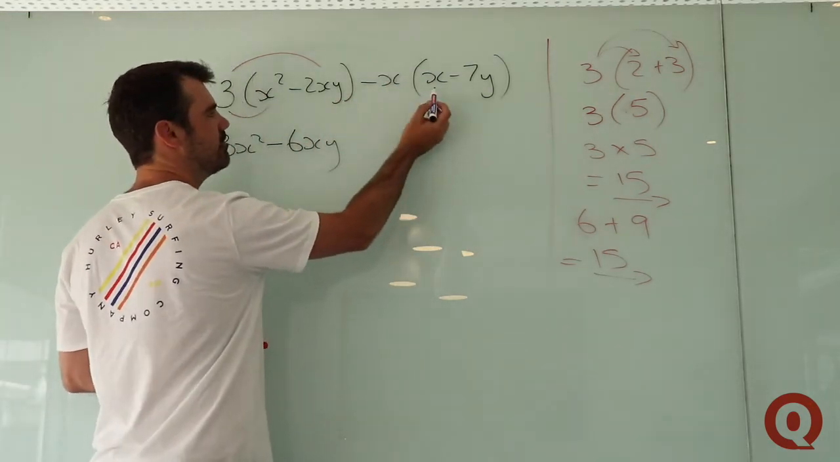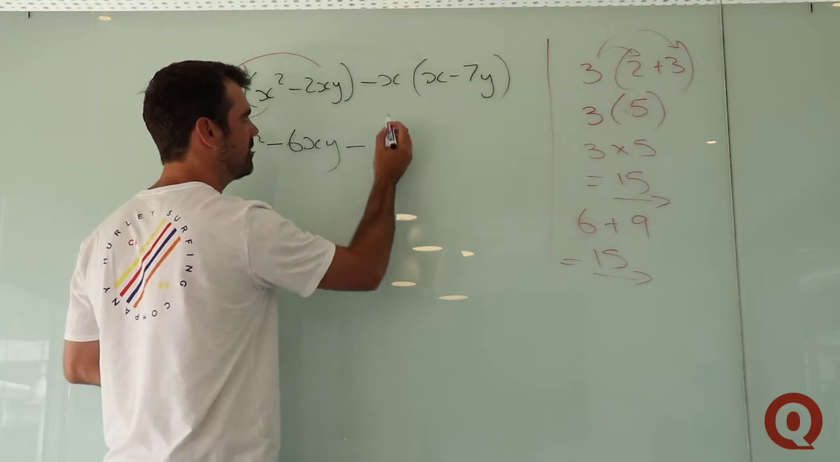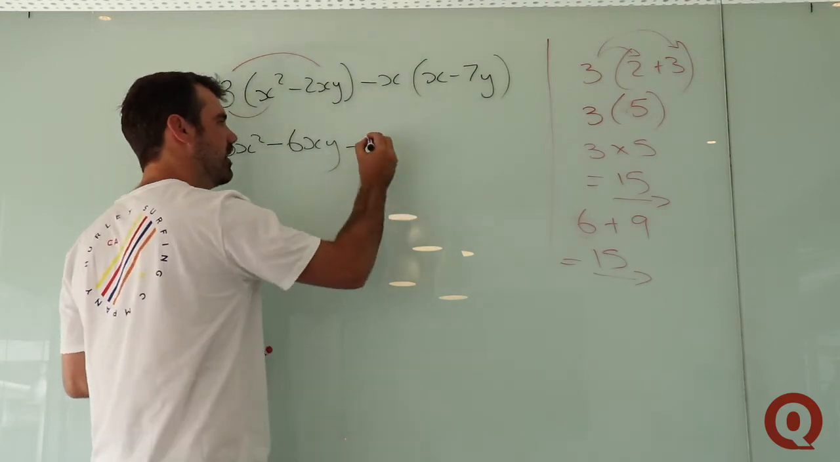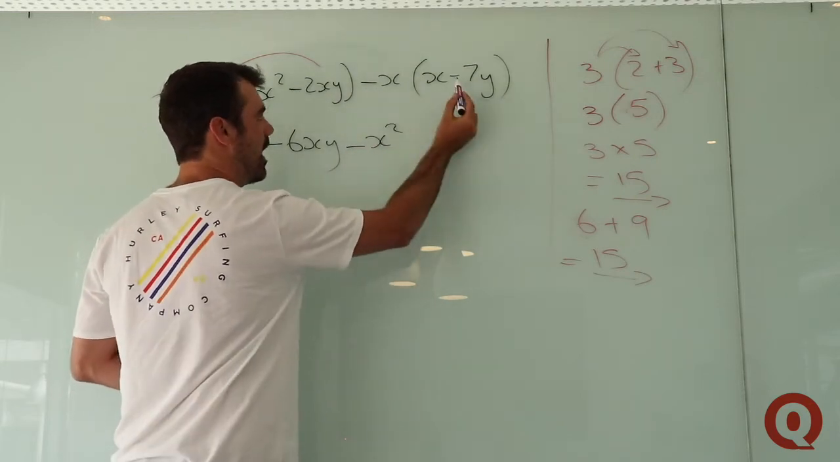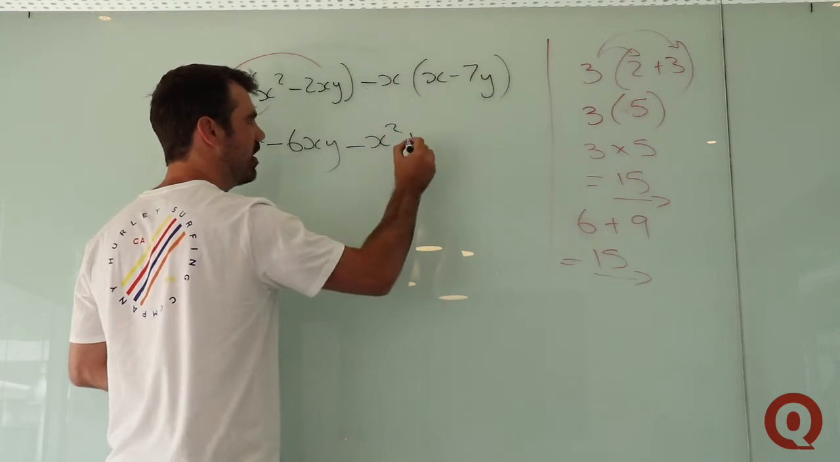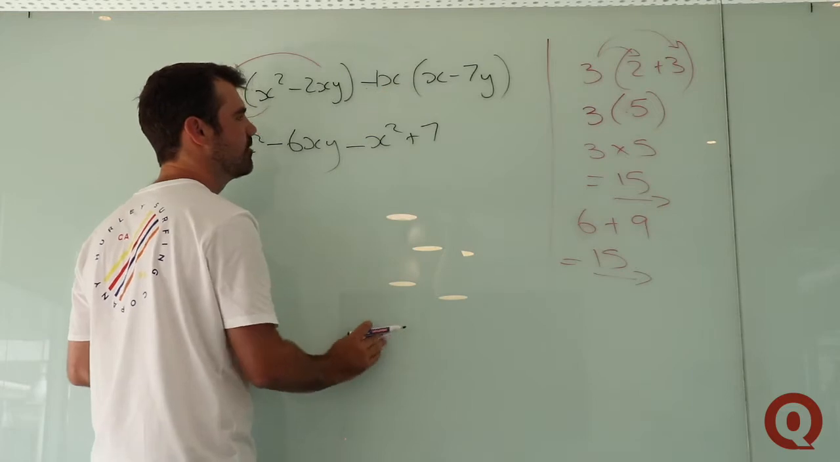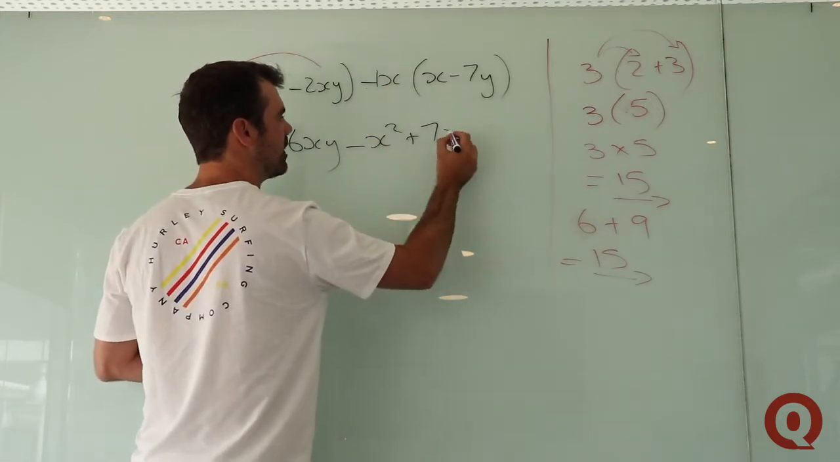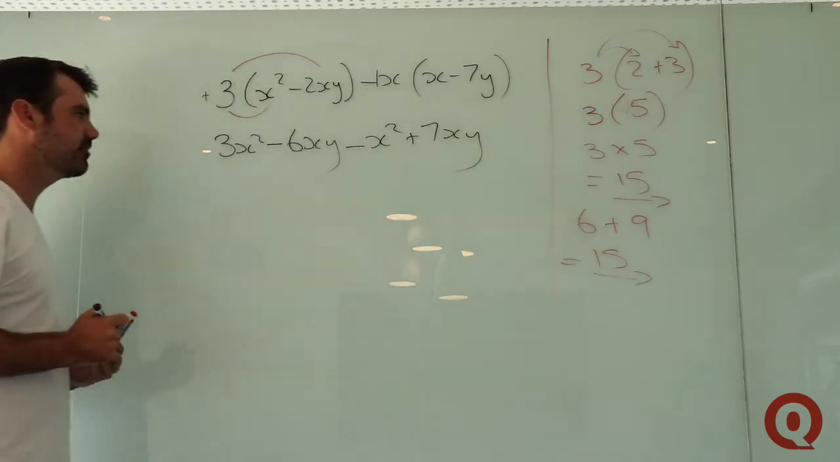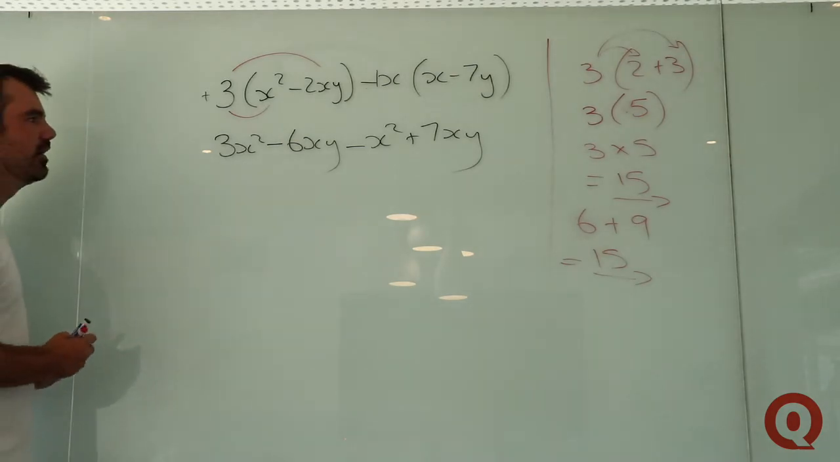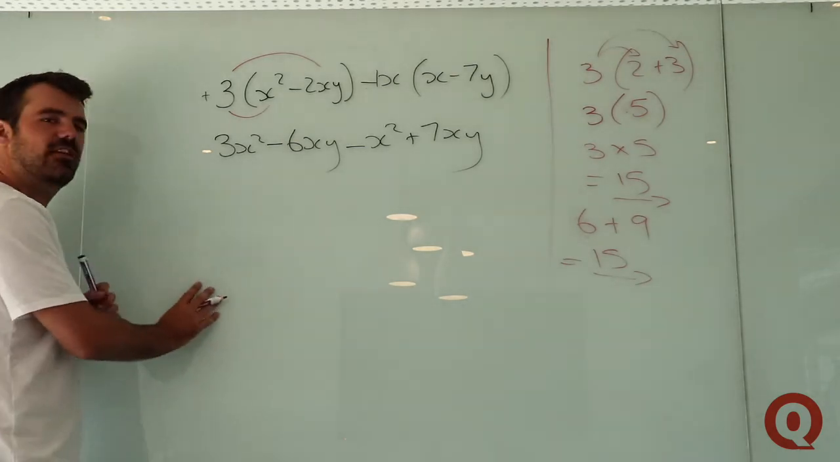I've got a negative x multiplied by x, which will give me a negative x squared, because a negative times a positive is negative. Now I've got a negative times a negative, which gives me a positive 7. There's always an imaginary 1 in front of our x, and that's going to give us xy. Now, is this my final answer? Well, it isn't, because I first need to check if I have any like terms.